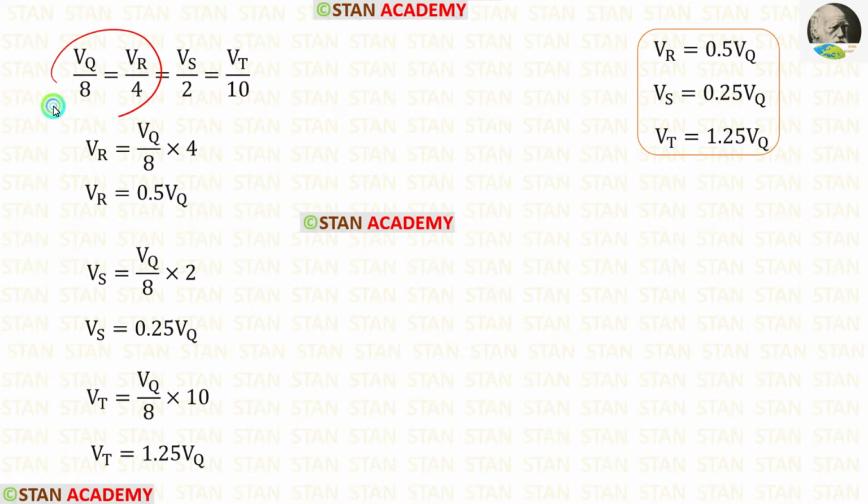We can take these two terms and form an expression. In the similar way, we can take these two terms and we can make this expression. Finally, we can take these two terms and make this expression. So the expressions for VR, VS and VT should be made in terms of VQ.